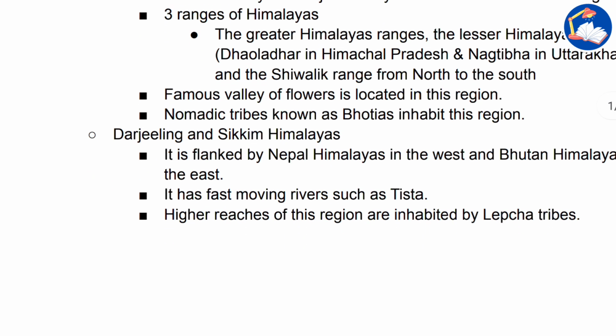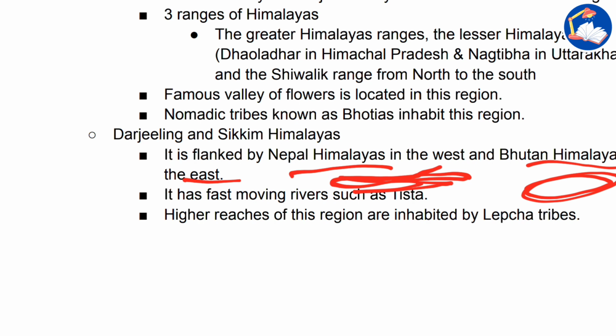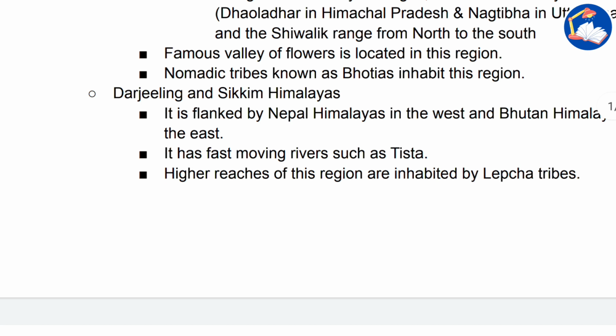Now the Darjeeling and Sikkim Himalayas. After the Kashmir Himalayas and the Himachal and Uttarakhand Himalayas, we come to the Darjeeling and Sikkim Himalayas on the eastern side. It is flanked by the Nepal Himalayas in the west and the Bhutan Himalayas in the east, and in the middle we have the Sikkim or Darjeeling Himalayas. It has fast moving rivers such as Teesta. Higher reaches of this region are inhabited by Lepcha tribes.